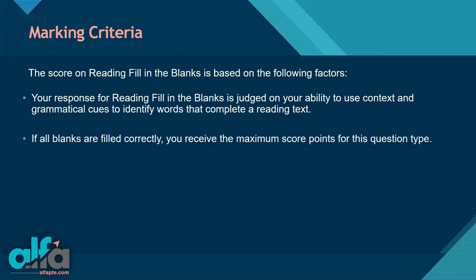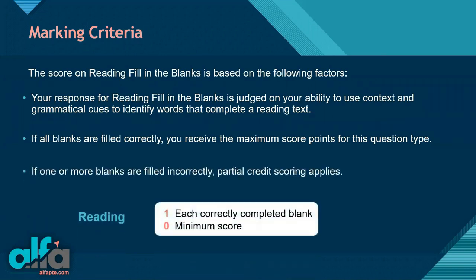If all blanks are correctly filled, you receive the maximum score points for the question type. So you get marks per blank. If one or more blanks are filled incorrectly, partial credit scoring applies. Partial credit does not mean you get half mark for that answer. No, partial credit means if there are 4 blanks, you got 3 right and 1 wrong, you'll get 3 marks out of 4. So that is partial credit. So there is no negative marking here.